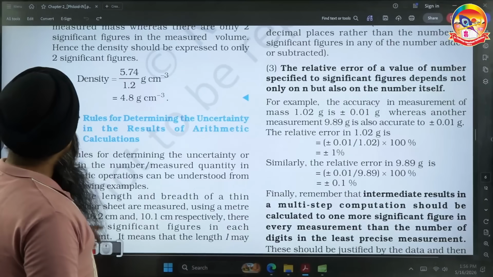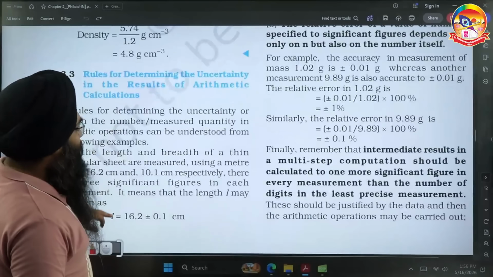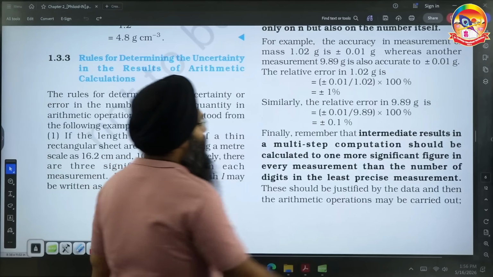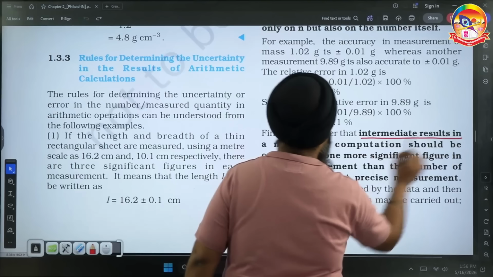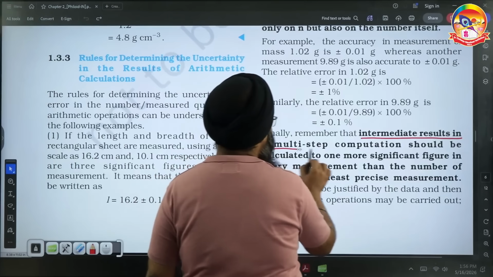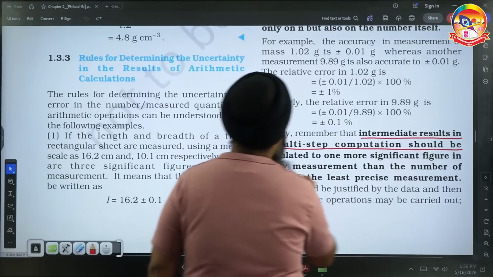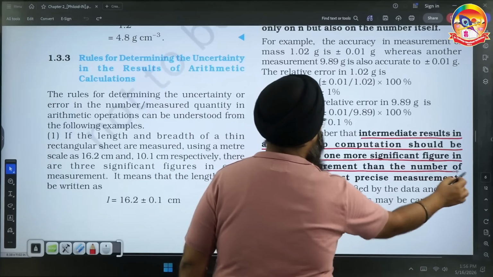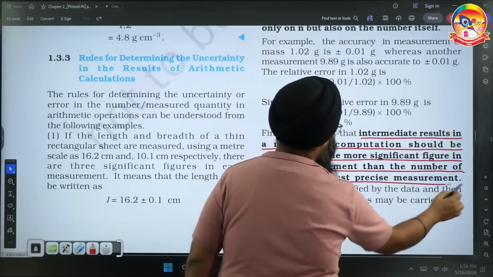Okay. So basically these are the things. Now they have written something about errors and all those things. One more thing I want to highlight, that whenever you are doing intermediate calculation, then the intermediate results in a multi-step computation should always be calculated to one more significant figure in every measurement than the number of digits in the least precise measurement.